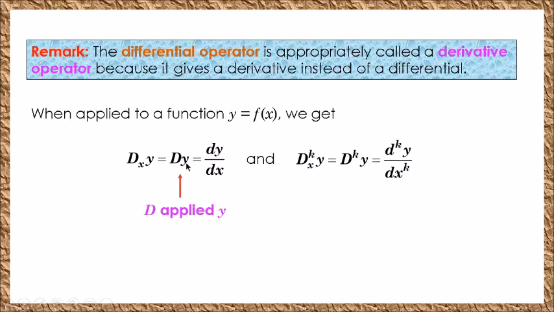D followed by y is read as d applied to y, while d with superscript k followed by y is read as d to the k applied to y. Let us have the following examples. Example number 1. Evaluate the given derivative.